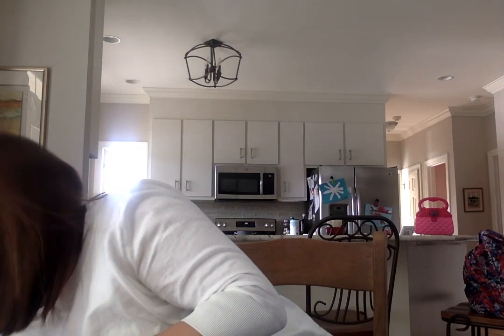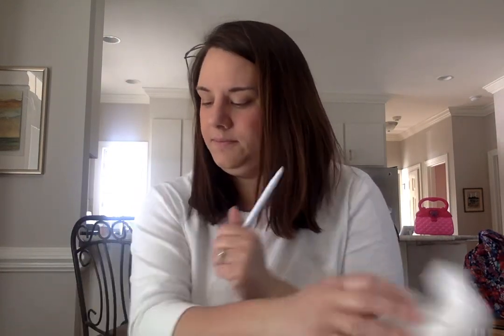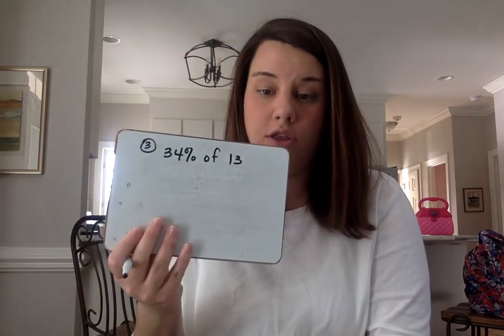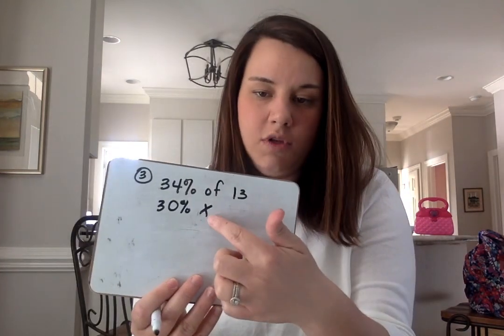Let's look at number 3. Number 3 asks us for 34% of 13. So go ahead and ask yourself, how can I make that a simpler problem? Okay, number 3, 34% of 13. So instead of 34%, you might be thinking, oh, I can use 30% instead of 34. And change the "of" to multiplication. And instead of 13, I could use 10. This becomes a lot easier.